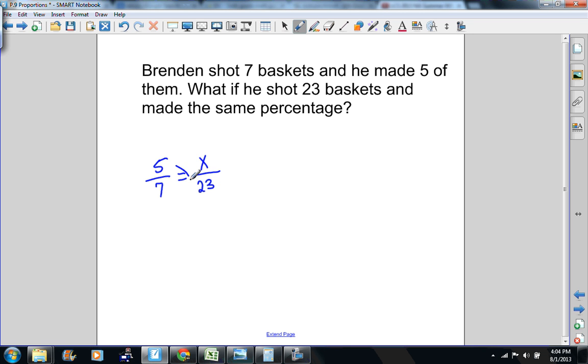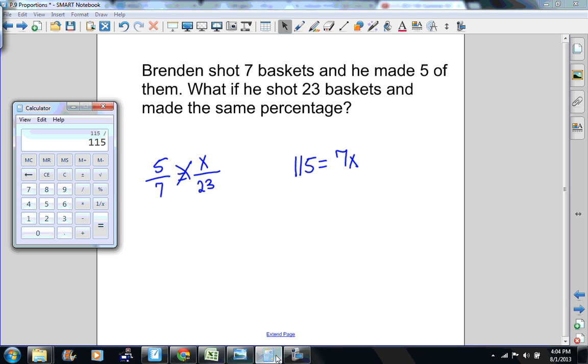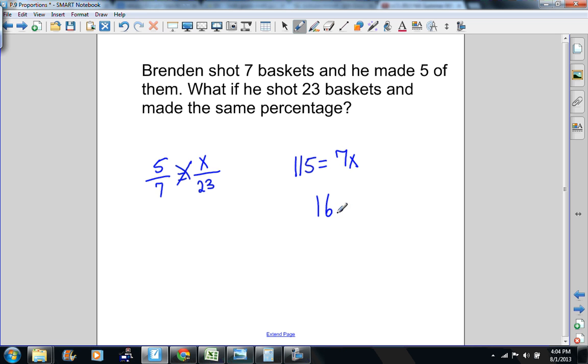And now from here, I multiply. This gives me 115 is equal to 7X. Now this is a decimal one, so I got to use a calculator. 16.4. And the question is, can you make part of a basket? No. So it's 16 baskets.